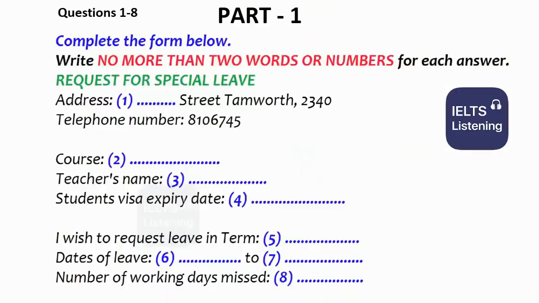The test is in 4 parts, Part 1, Part 2, Part 3, and Part 4. Now look at Part 1. Part 1. Listen to the conversation between Bob Wills, who is a foreign student advisor at a language school, and Angela Tung, who is a student, and complete the form.